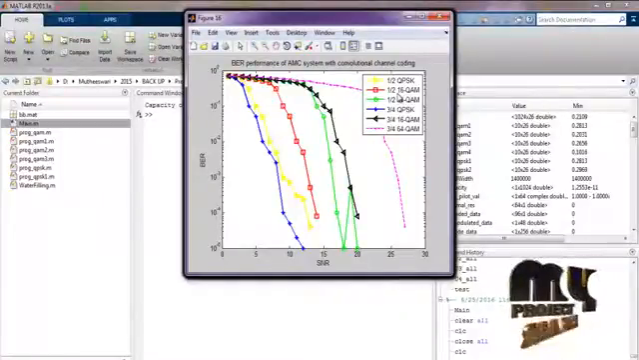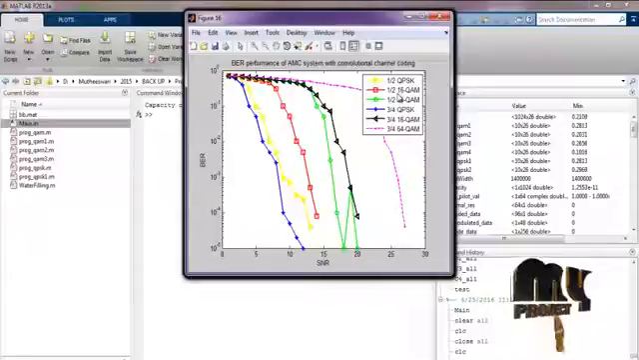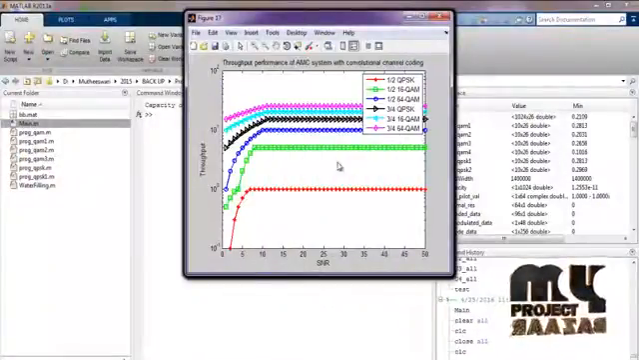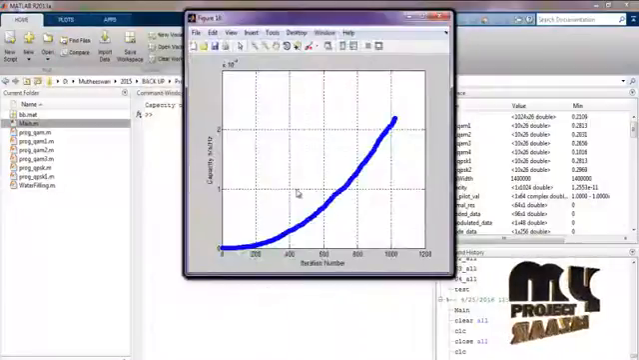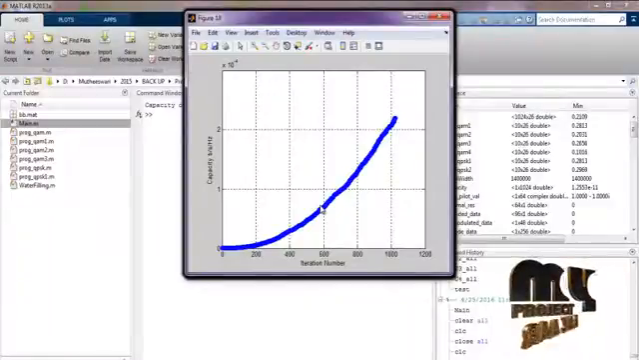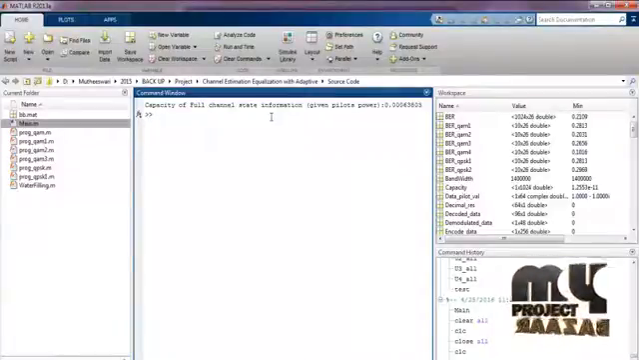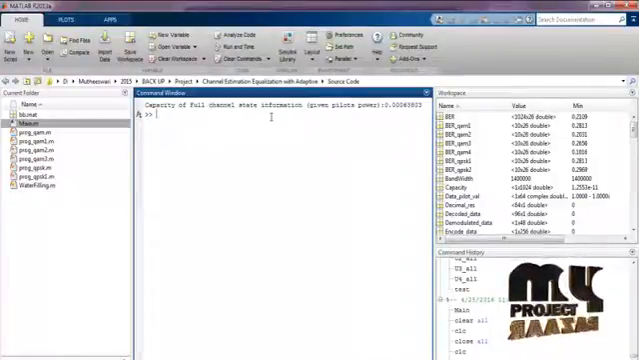Here we vary QPSK, 16 QAM and 64 QAM with 1/2 rate and 3/4 rate, and this is the throughput performance by varying the adaptive modulation schemes, and this is the capacity. Finally we estimate the capacity by varying the iteration number. This is the capacity of full channel state information including all pilots power, and here we analyze the channel estimation by varying the adaptive modulation scheme. Thank you.